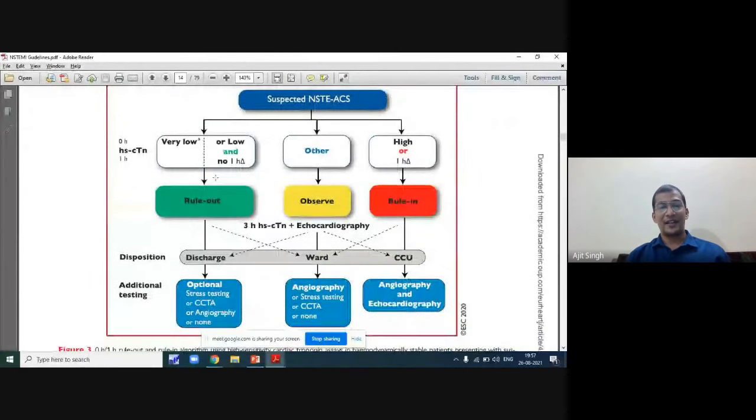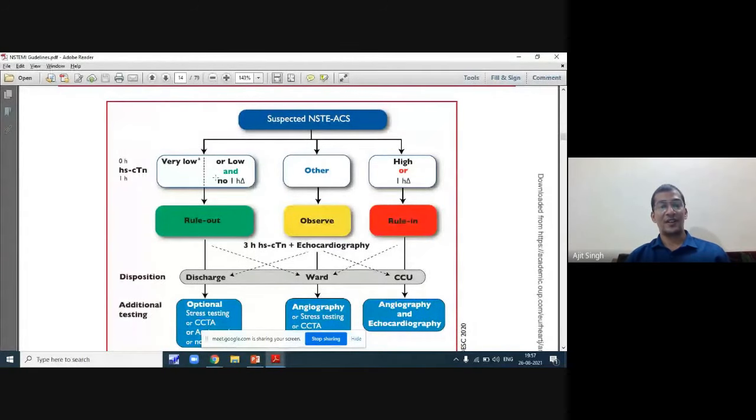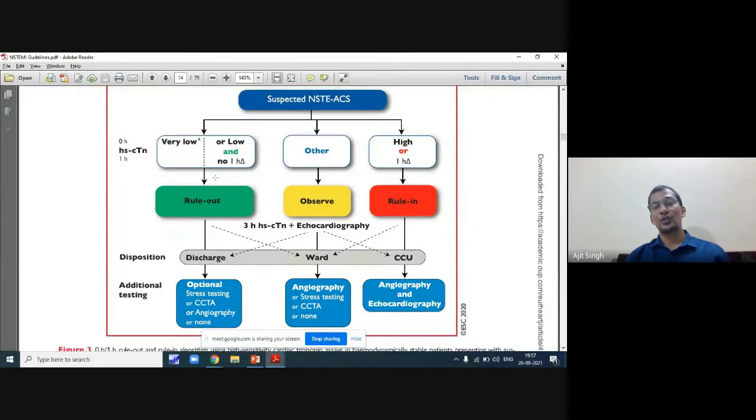Okay, and here look at this again, same thing, what I was telling about the patient's reference and the patient's shifting to the ward or discharging. So here you can see the patient is suspected with NSTEMI. If the troponin T or I is low, then rule out and discharge. Optional test would be angiography or TMT. Stress testing is TMT.